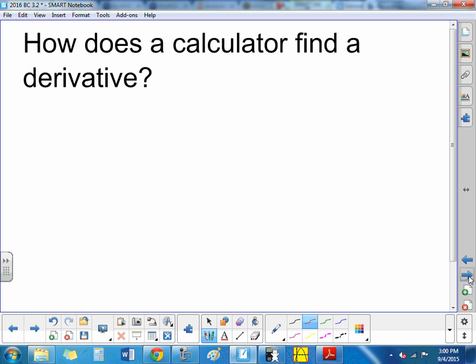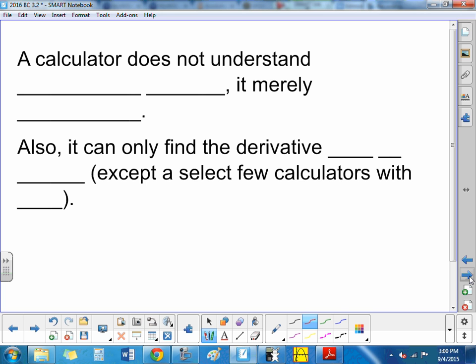How does a calculator find a derivative? Okay, so the first thing you need to know is that a calculator does not actually understand derivative rules. It merely approximates. It actually uses average rate of change, not instantaneous rate of change. Also, it can only find the derivative at a point.